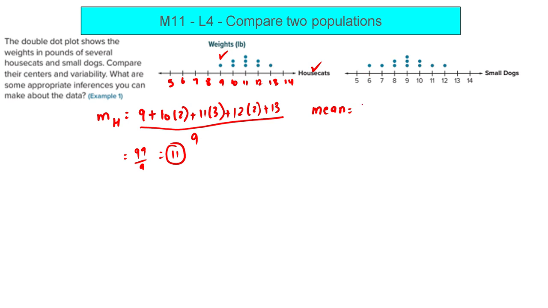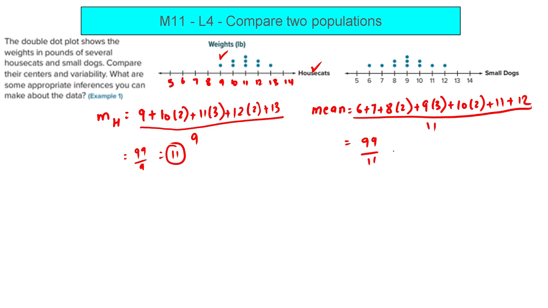For the mean, how many 6s? 1 six, 1 seven, 2 eights, 3 nines, and 2 tens, and 11, and then 12. Then division, how many numbers? 1, 2, 3, 4, 5, 6, 7, 8, 9, 10, 11. I already know if you solve this, you will get 99 again. I did it in the class, so I remember it. So just do it, it is very easy. 99 divided by 11, you will get 9. What does it mean? The average weight of each small dog is 9 pounds.